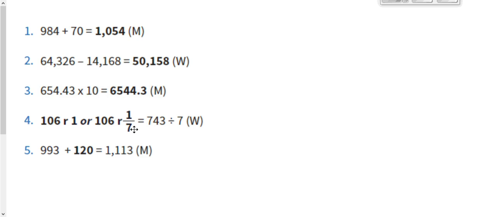Question 4, tried to trick you out because the box is on the other side. It's a written method, 743 divided by 7. So you should end up with 106 remainder 1. If you've gone in decimals, that's fine, but 106 remainder 1 would have been fine.